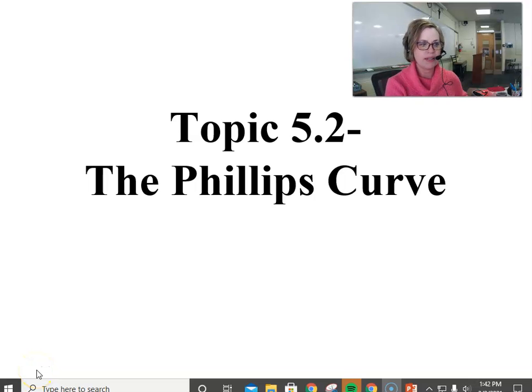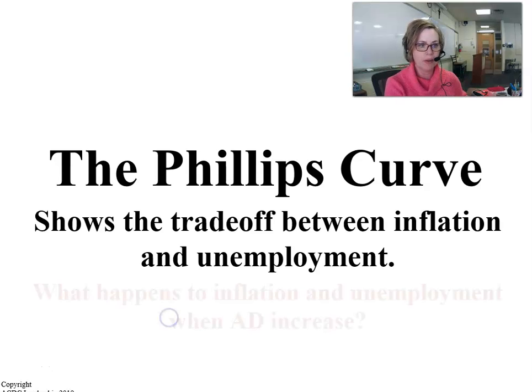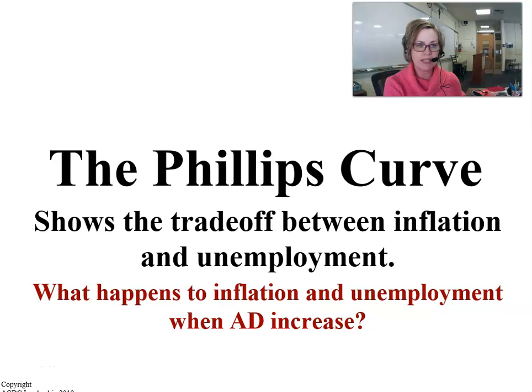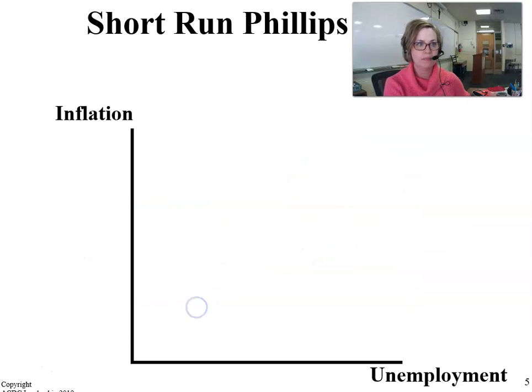In this video, I'm going to cover the Phillips curve. This curve shows the trade-off between inflation and unemployment. What happens to inflation and unemployment when aggregate demand goes up? There's an inverse relationship between unemployment and inflation.